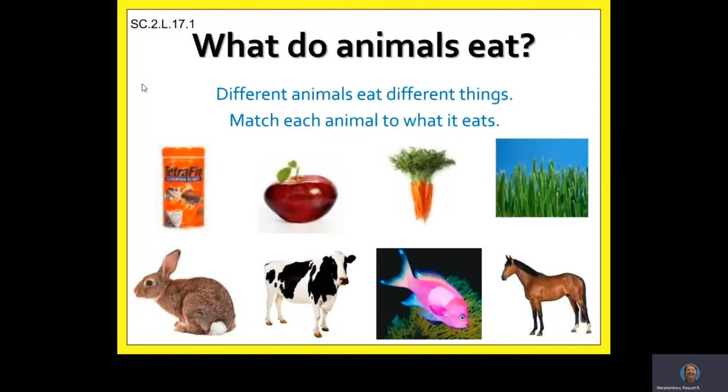So what do animals eat? Different animals eat different things. Match each animal to what it eats. So what does the rabbit eat? What does the rabbit eat? Good, carrots. Yes. Let's go with the cow. What does a cow eat? Grass. Awesome. What does a fish eat? Yes, of course, fish food. And what does a horse eat? Excellent. Apples. Very good.